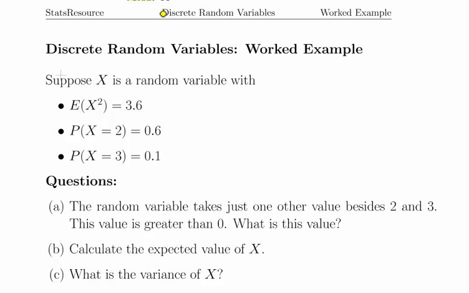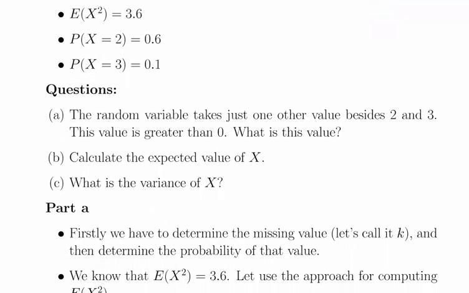Okay, this is a quick worked example for discrete random variables. So we're given some pieces of information here. Suppose that X is a random variable with an expected value of X squared of 3.6, the probability of X equal to 2 equals 0.6, and the probability of X equal to 3 equals 0.1. The random variable X takes just one other value besides 2 and 3, and that value is greater than 0. What is this value?